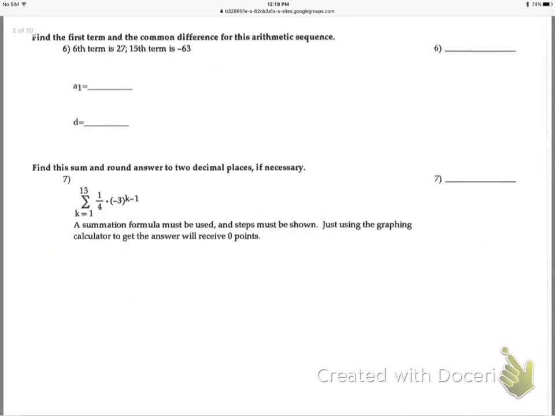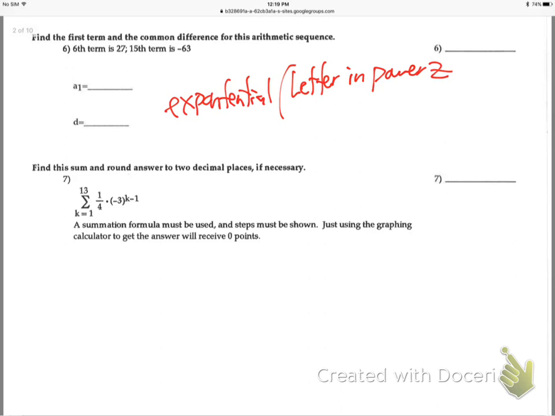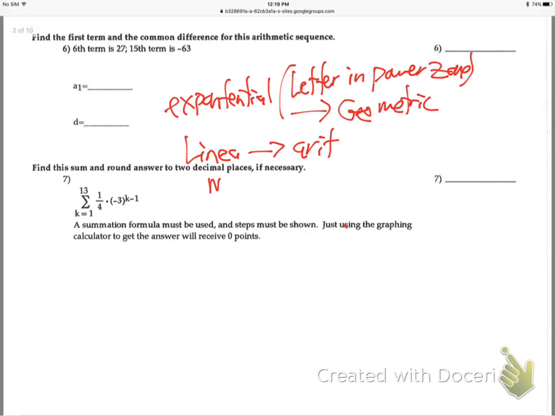Which formula are we going to use on this one? Is it arithmetic or geometric? How do we know? Well, there's 2 ways. If it's exponential, and by that I don't want to just use math lingo, the letter in the power zone, that's what exponential means. The letter in the power zone is geometric. If it's linear, which you know what that means, right? Like mx plus b, then it's arithmetic. So what's this one?